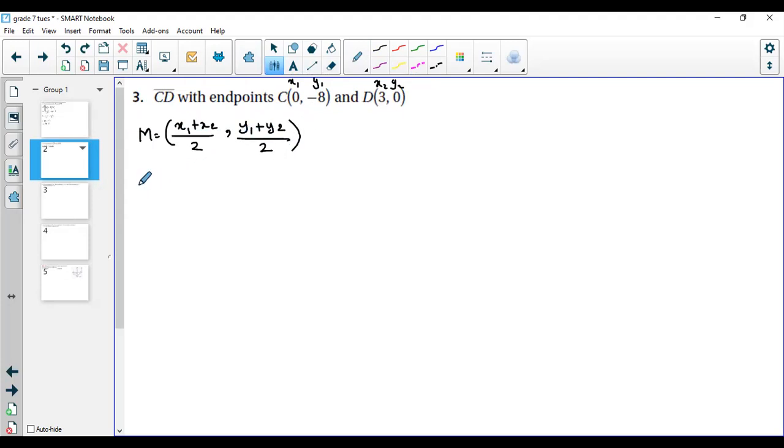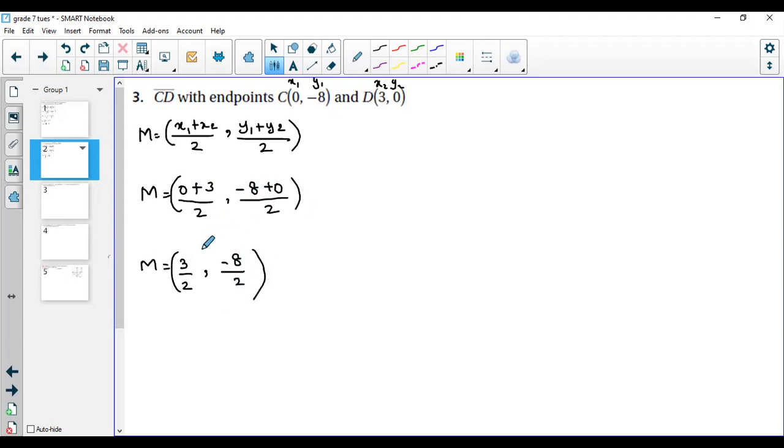Okay, so this is going to be m equals, x1 is 0, with the parenthesis a bit bigger, plus x2 is 3 divided by 2, y1 is negative 8, and y2 is 0 divided by 2. So this is going to give us m equals 3 over 2, which is also going to give us negative 8 over 2, right? Minus 8 plus 0 is negative 8.